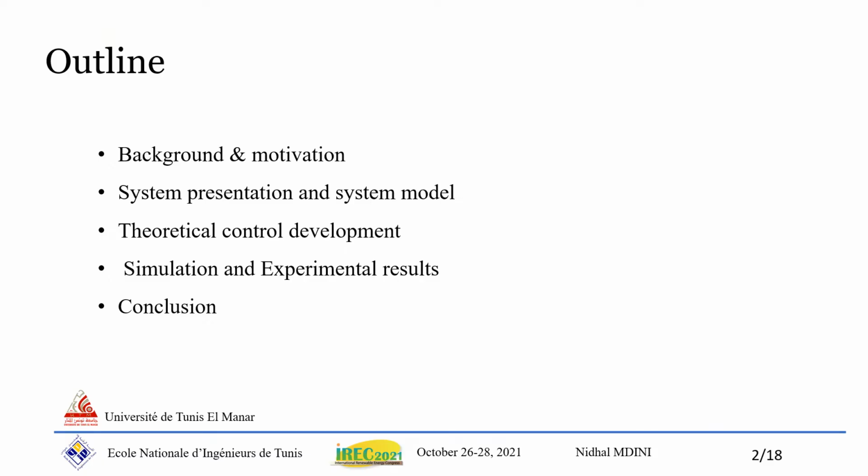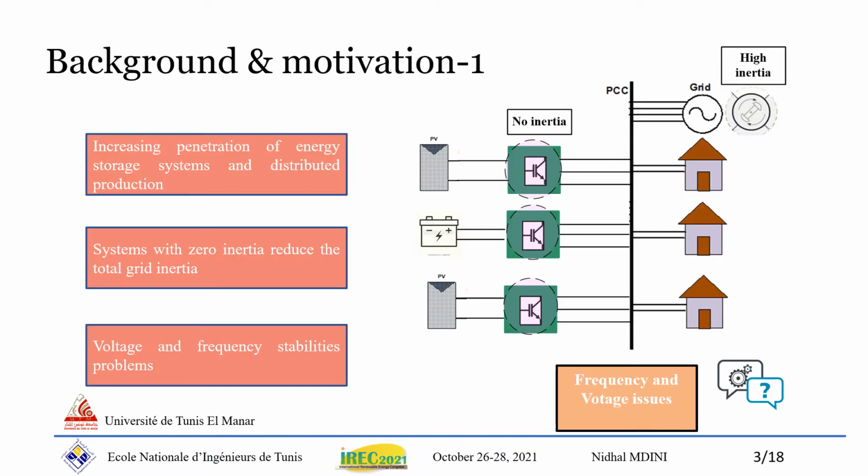The outline of the presentation is as follows. We start by defining the background and motivation of this work. The system and its model are then presented. The following parts will be dedicated to the theoretical control development, the simulation results, and the experimental microgrid setup, and finally, the conclusion.